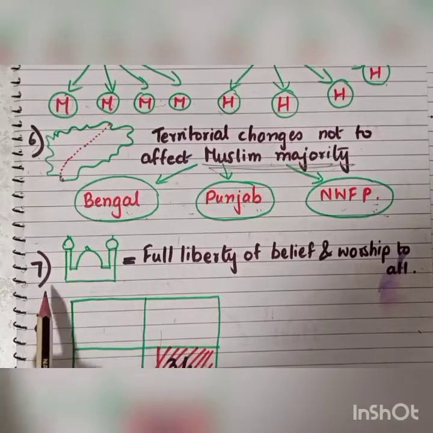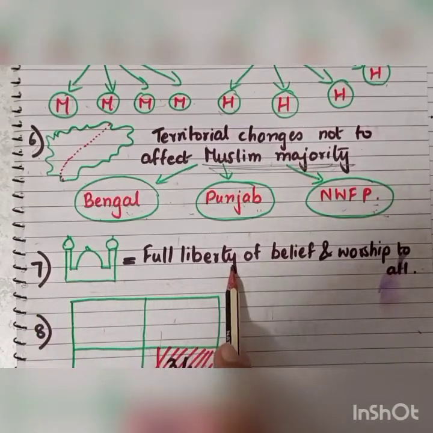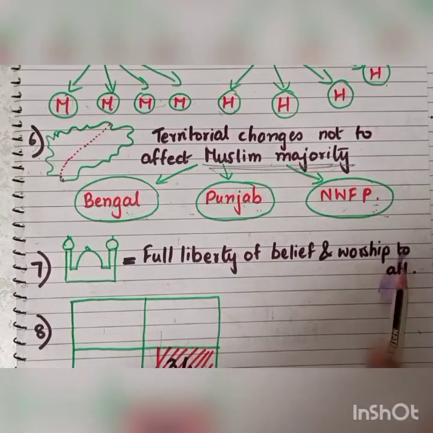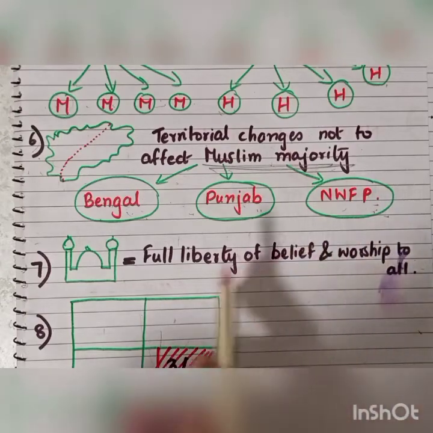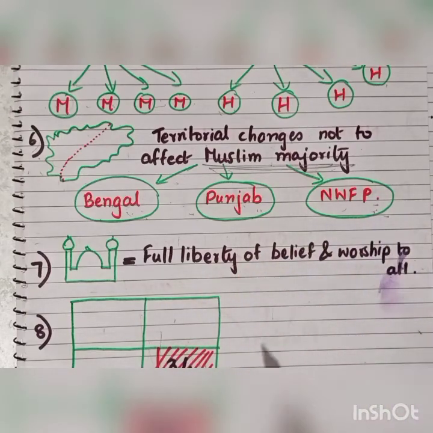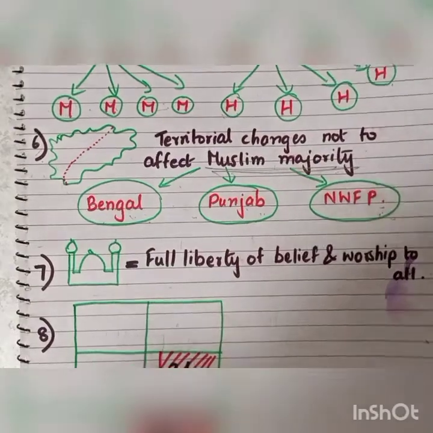Then the seventh point said that full liberty of belief and worship should be guaranteed to all, no matter which community it is, whether it is the Muslims, Hindus, or any other community, Sikhs, or any other living in the state of India.